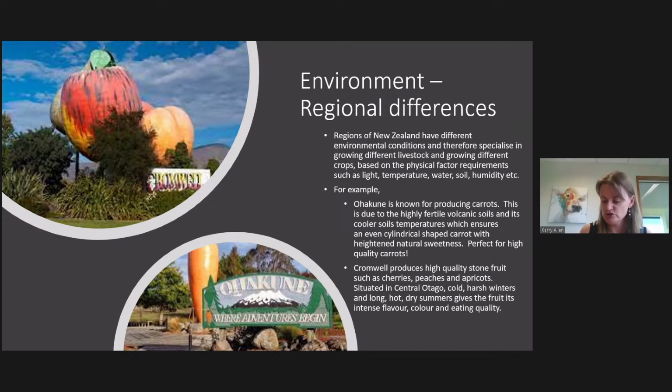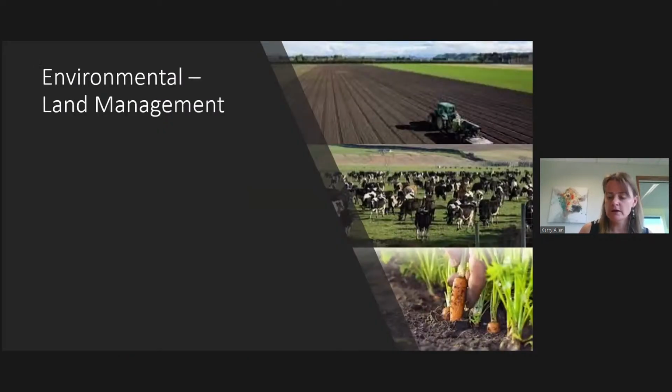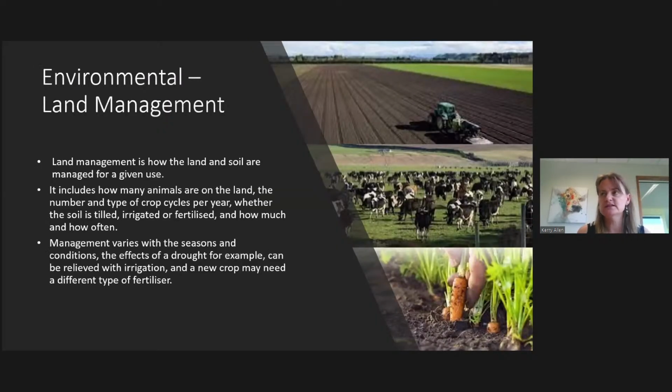And you'll see that as you travel around New Zealand, different places promote themselves based on what they can grow in their crops. Okay, so environment also needs to be talked about in terms of land management. So how the land is being used. Depending on the land will depend on the way it can be used and the type of crop cycles, how often that soil can be tilled or fertilized, and what happens with the seasons and the conditions.